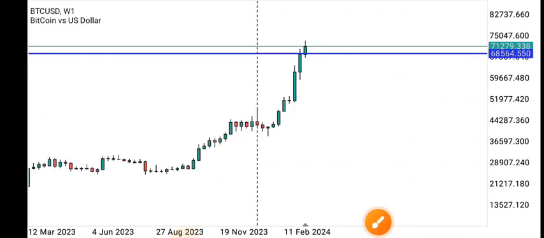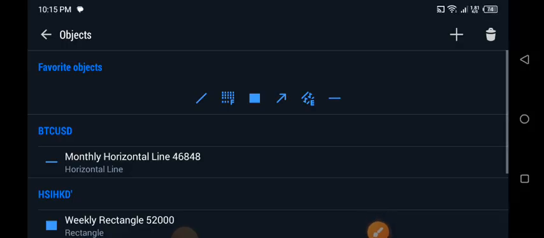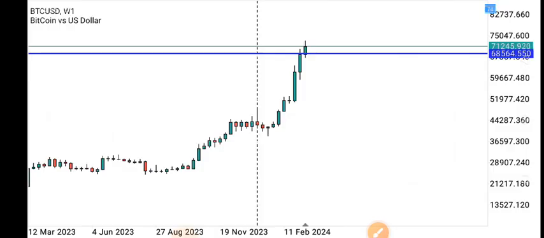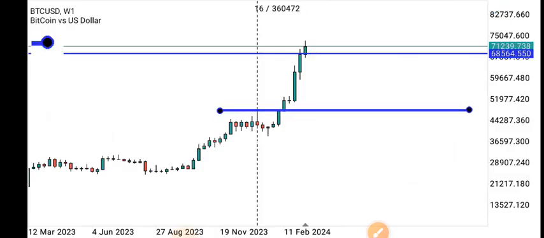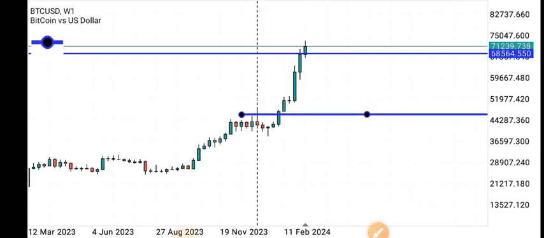But for now, I'm just gonna mark that area. In fact, I'm just gonna plot the neckline of that W structure. Just bear with me, right? Because it is now a very strong level of support at this point in time, right?